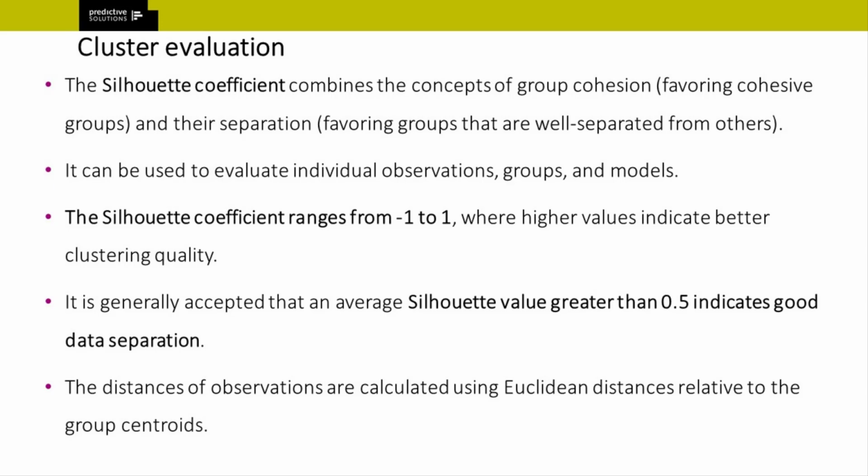The silhouette coefficient ranges from -1 to 1, where higher values indicate better clustering quality. It is generally accepted that an average silhouette value greater than 0.5 indicates good data separation. The distances of observations are calculated using Euclidean distances relative to the group centroids.